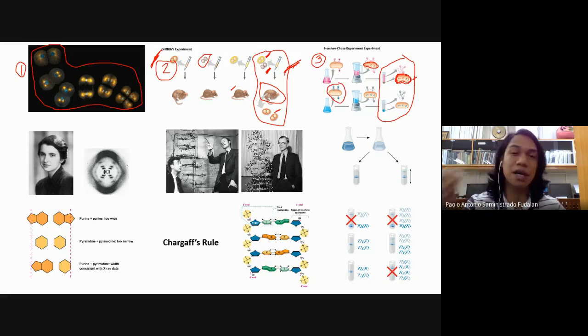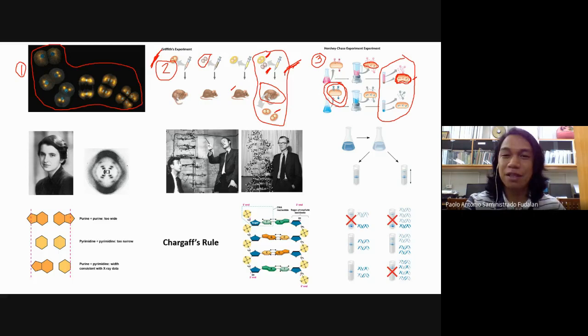I think I had a mistake before. Ano ang ginamit nila? Not nitrogen, but I think it was phosphorus, no? It's radioactive phosphorus. Can anyone confirm if it's phosphorus or nitrogen? Phosphorus, sir. All right, so it's phosphorus because DNA has phosphate groups.